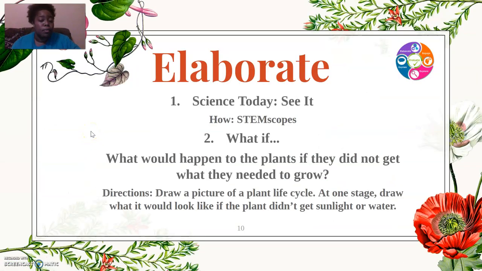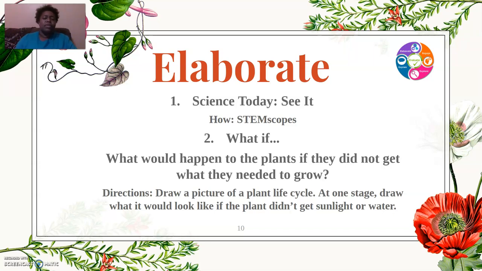When we elaborate, we're going to go back to STEM scopes and see our Science Today See It activity. And then we're going to think about what would happen to the plants that we grew if they did not get what they needed to grow. And for this, you're going to draw a picture of a plant life cycle. And at one stage, draw what it would look like if the plant did not get sunlight or water.